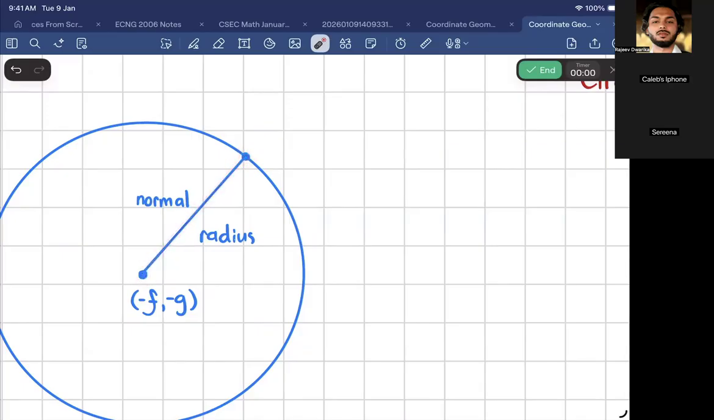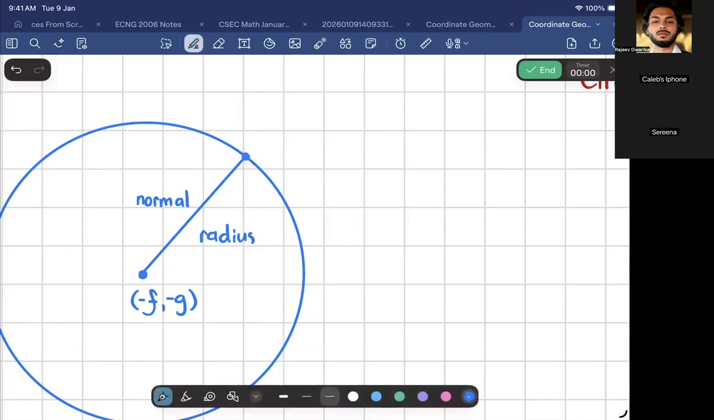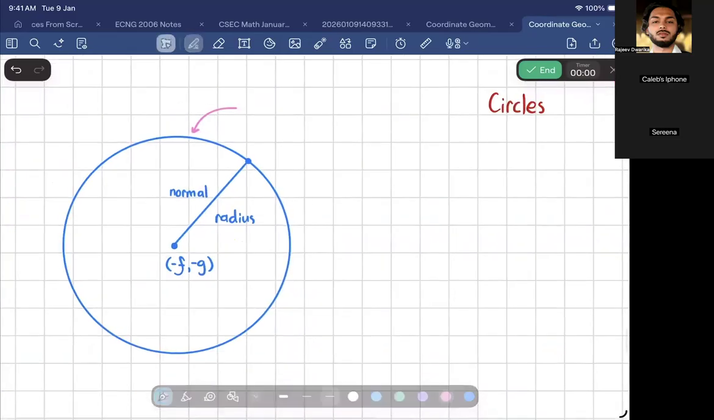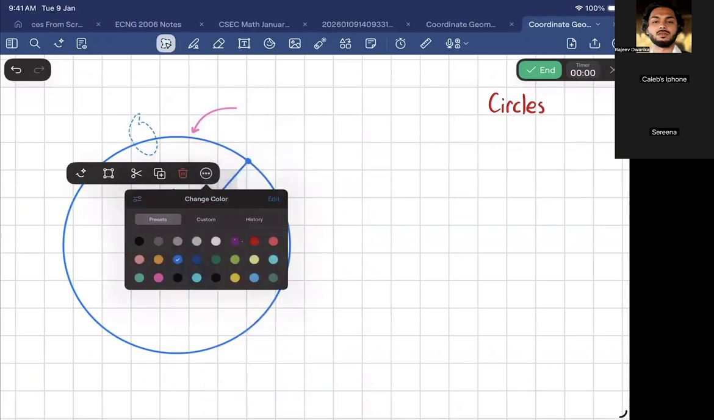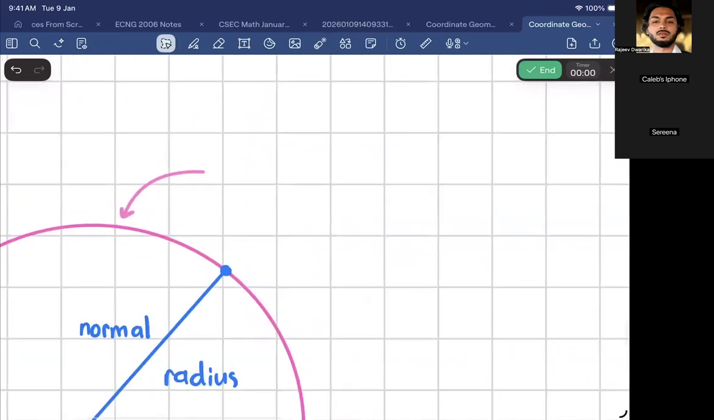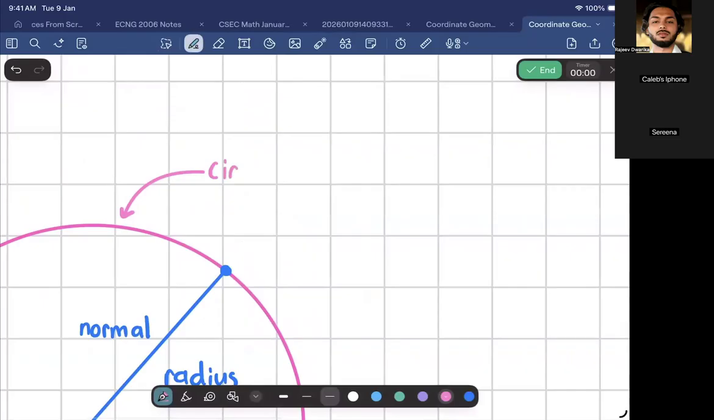It's from the center to a point on the. Tell me, Caleb. The outside, sir? I was looking for the proper name. Circumference. This is the circumference, this outer perimeter here.